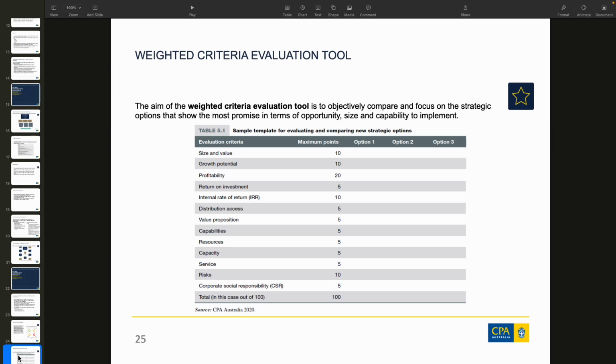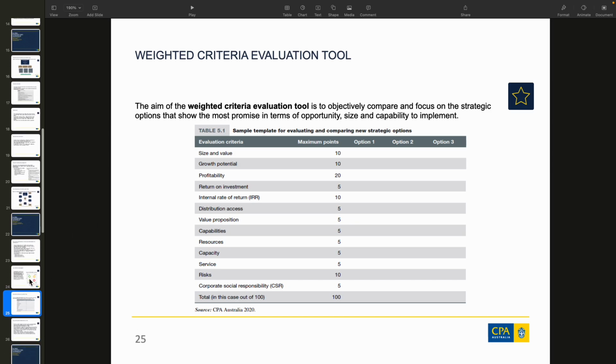After you score, you can multiply and get a weighted average. You multiply, divide by 100. Understand what I mean by multiply and divide by 100? Whatever score you get, divide by 100, you will get the weighted average. Once you get the weighted average, you will then be able to say which one is the best one. Okay, are we clear on the weighted criteria evaluation?